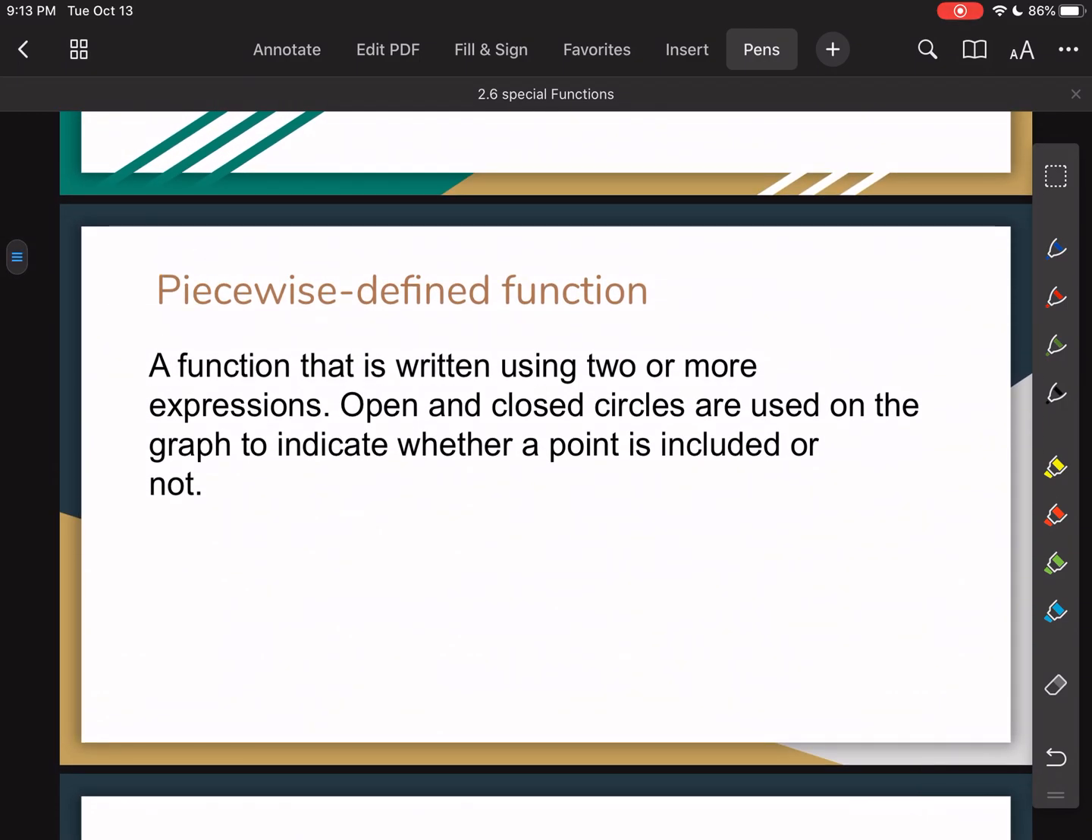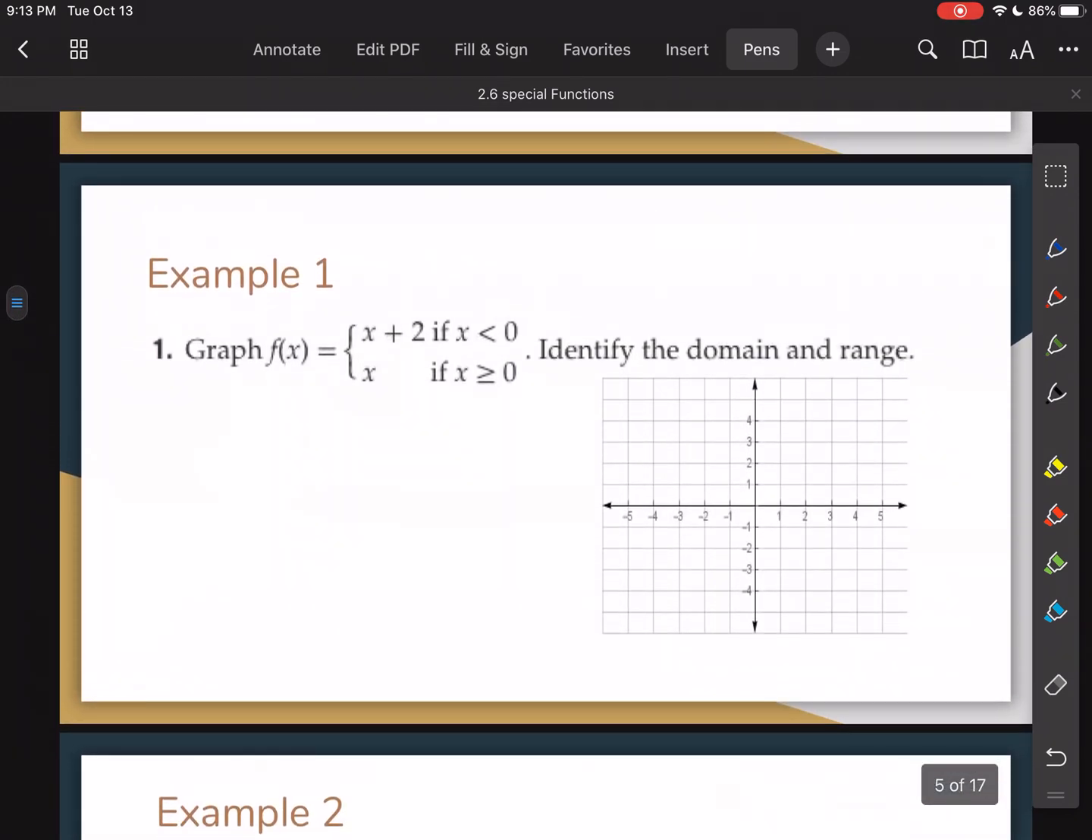So, a piecewise defined function is simply a function that is written using two or more expressions. It has open and closed circles that are used on the graph to indicate whether a point is included or not. So basically, we are graphing two or more expressions on the same graph. Okay, so you can imagine what that might look like. This is a piecewise function, so the graphs are all in pieces. And we define where we want to put those by defining our domains. So you'll see really quickly what this will look like here with example 1.